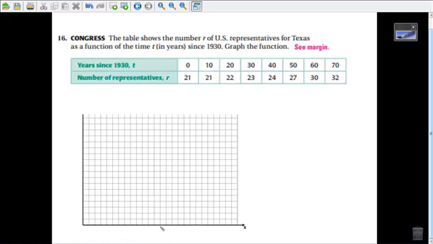They're asking us to graph the function. When you graph a function like this, you need to go ahead and label the axes in words, so with the variables. So this is years since 1930. And then up here we have number of representatives.